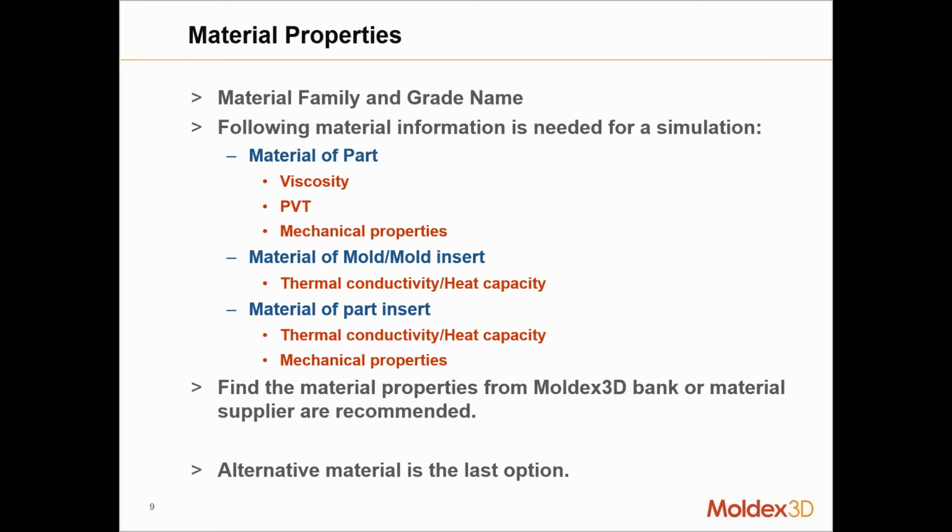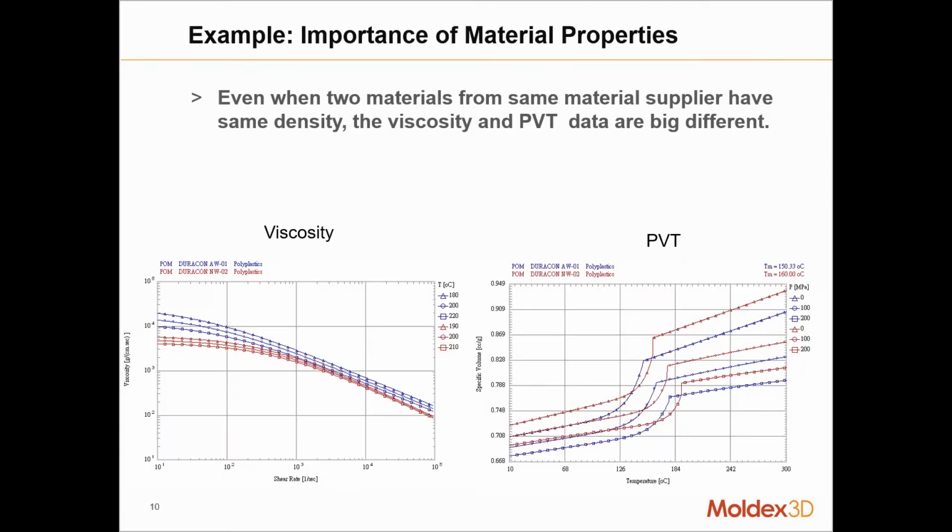So all of these have a very direct effect on your result predictions. Now, if you're unable to find the exact grade for the material, then you would want to at least get in touch with the material supplier to see if they have that data. And if not, of course, there is always the option of using an alternative material in your simulations, as long as you are aware of what the differences are between the alternative material and the actual material grade, then you're okay.